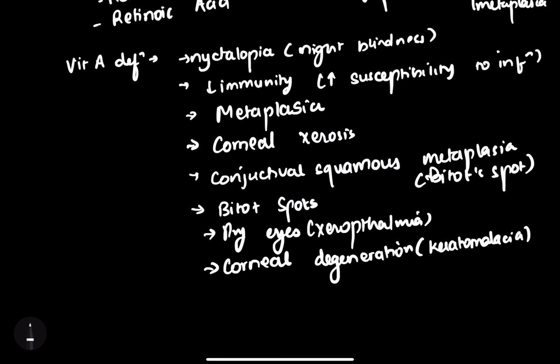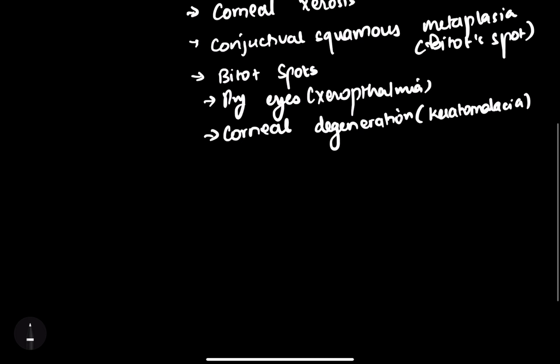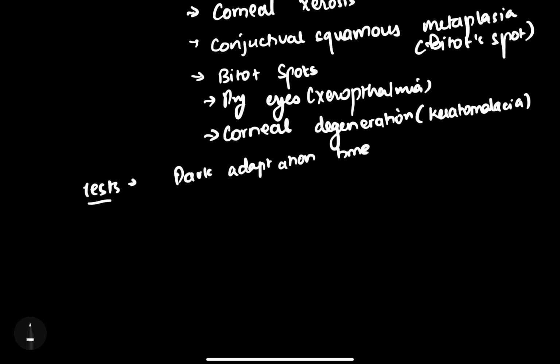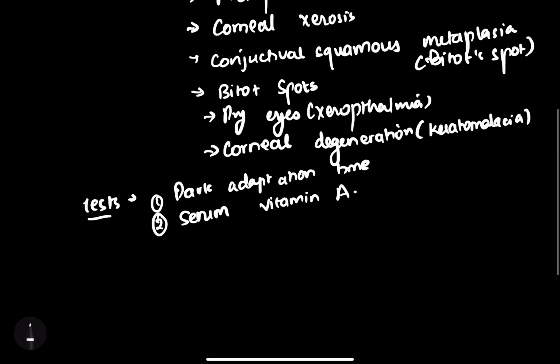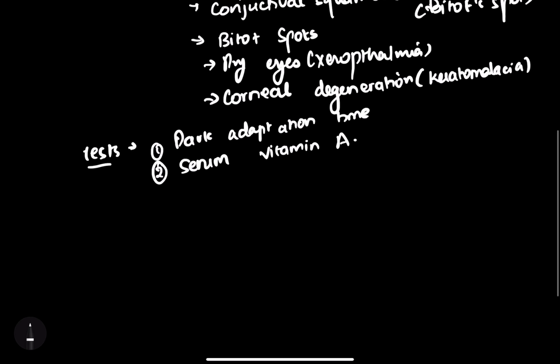Now what are the tests of vitamin A deficiency? The tests of vitamin A deficiency are dark adaptation time and serum vitamin A, and the Carr-Price reaction. Okay, so those are the tests used for vitamin A deficiency.